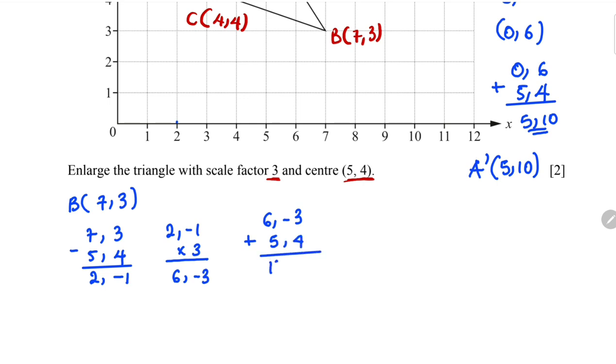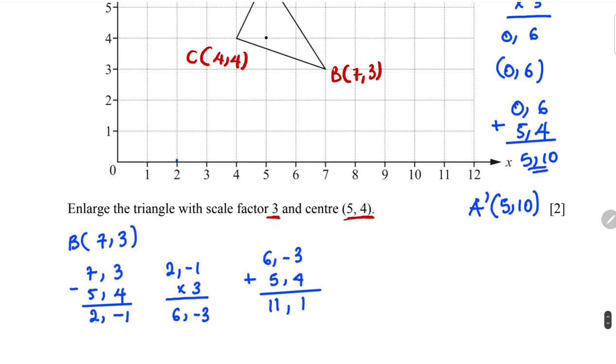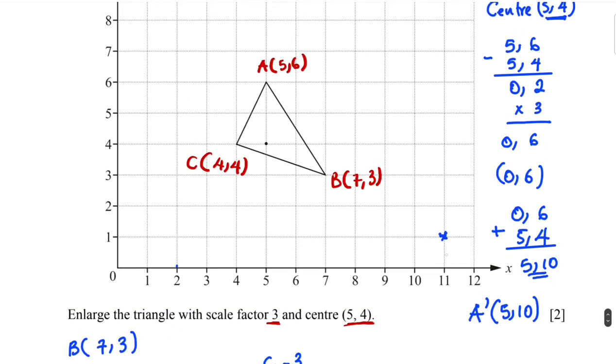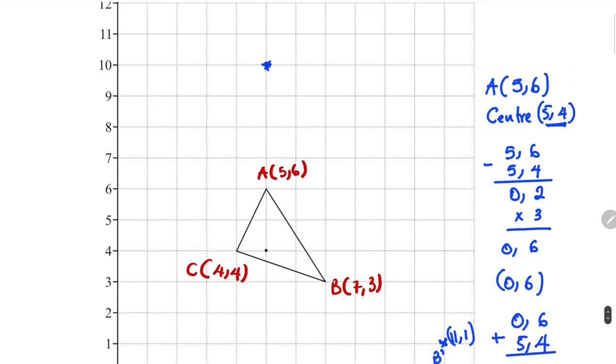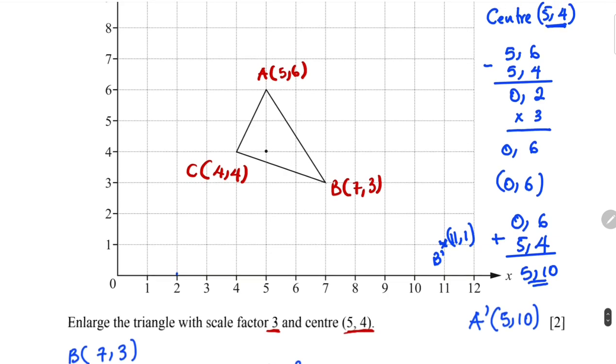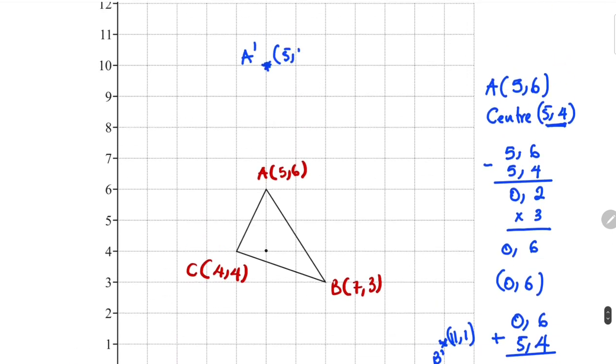Now this 6, minus 3, I'm going to add it to the center, which is 5, 4. Adding it here is going to be 11, and then 1. So this is 11, 1, and that is my B prime. And my A prime, let me not forget, is 5, 10.